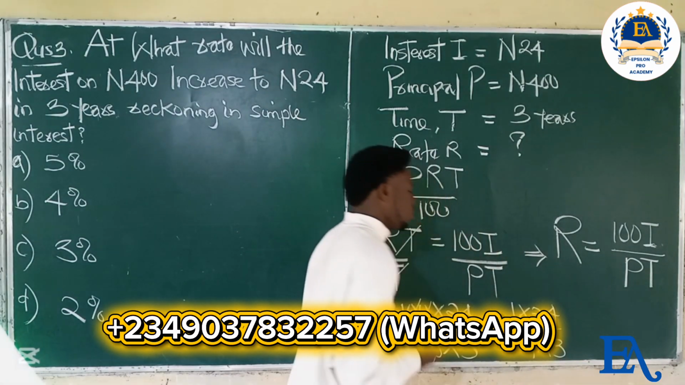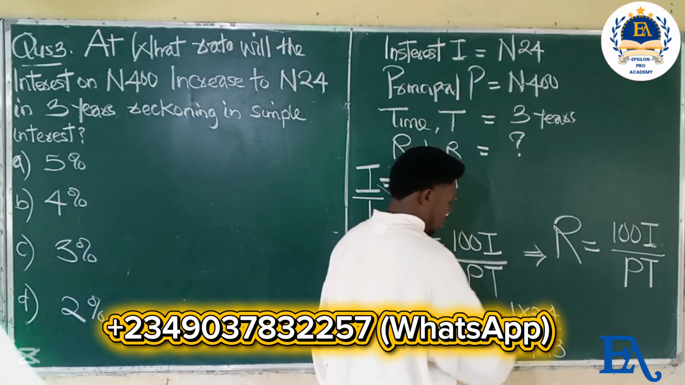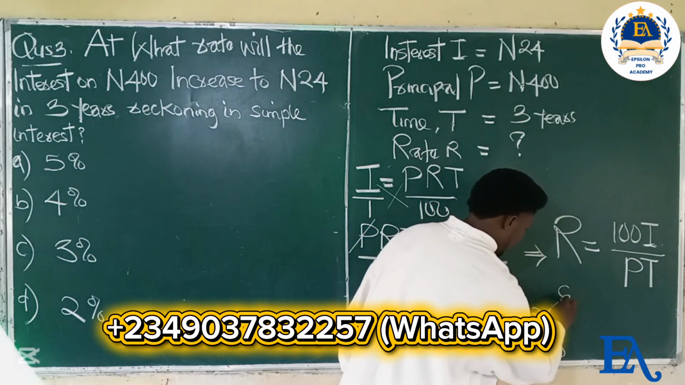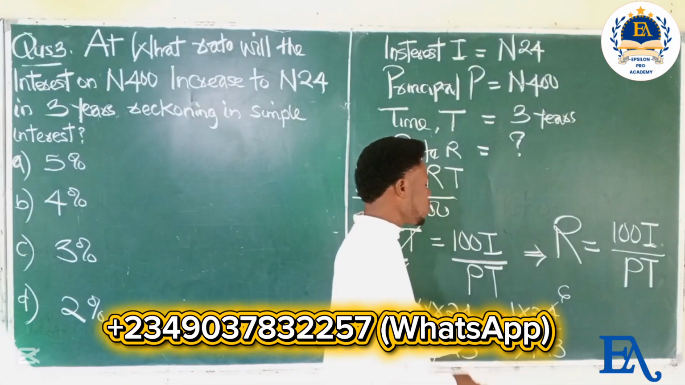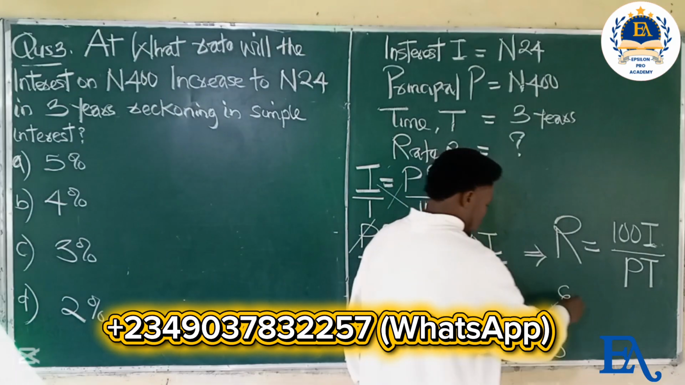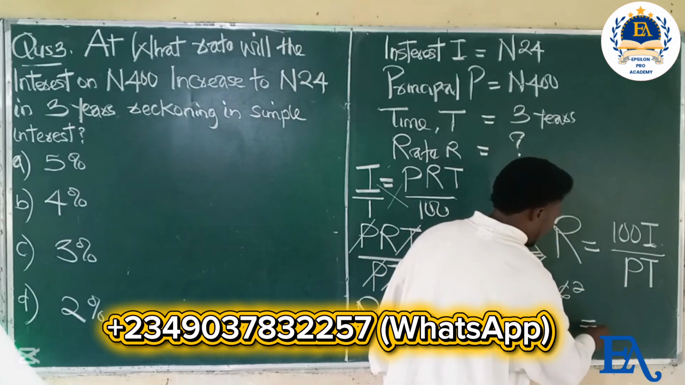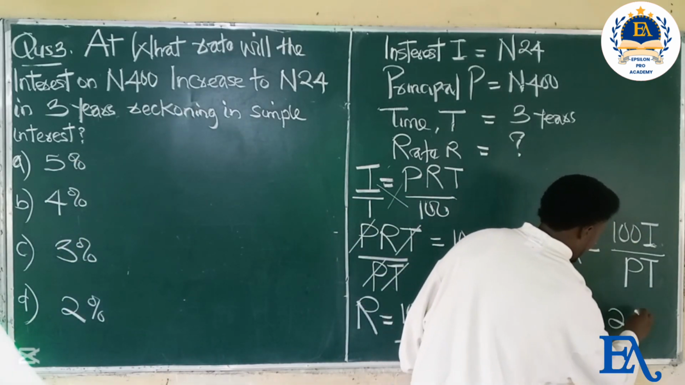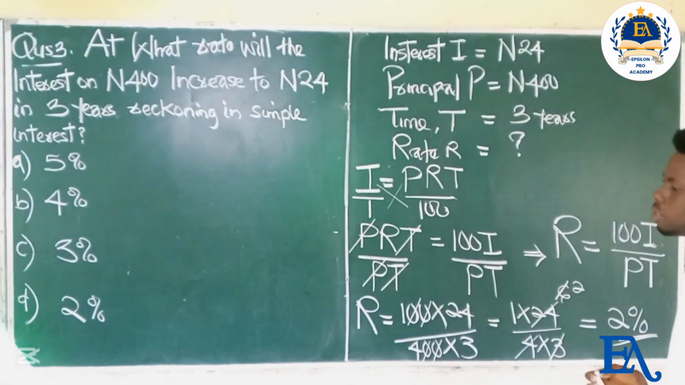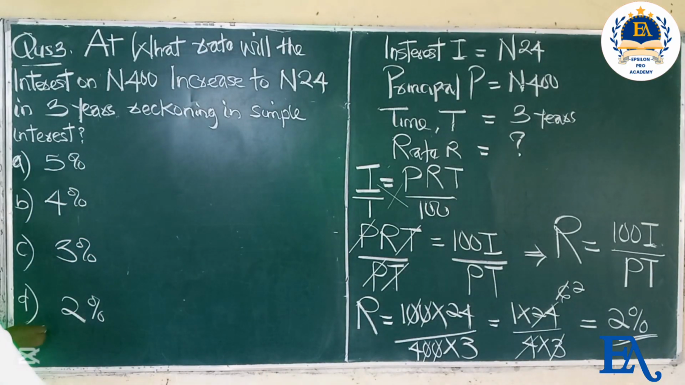We can further reduce this by saying 4 into 24, 6. So we are left with 1 times 6 divided by 3. 3 can go into 6 how many times? 2 times. So the correct answer is 2%. The correct option is option D on the board, 2%.